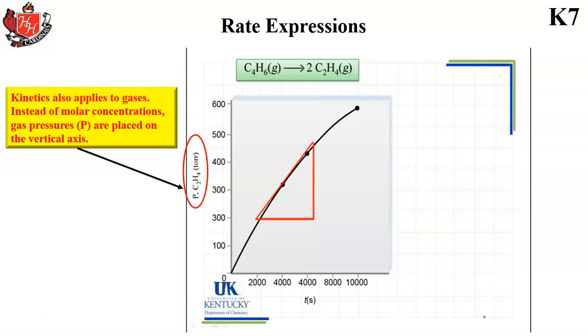Okay, and then this diagram illustrates that kinetics also applies to gases. Instead of molar concentrations, you can see that the measure is in terms of gas pressure, and that's placed on the vertical axis. The gas pressure could be measured in any one of the units of measure we use for gas pressure. This one is torr. It could be atmospheres, it could be pascals or kilopascals.